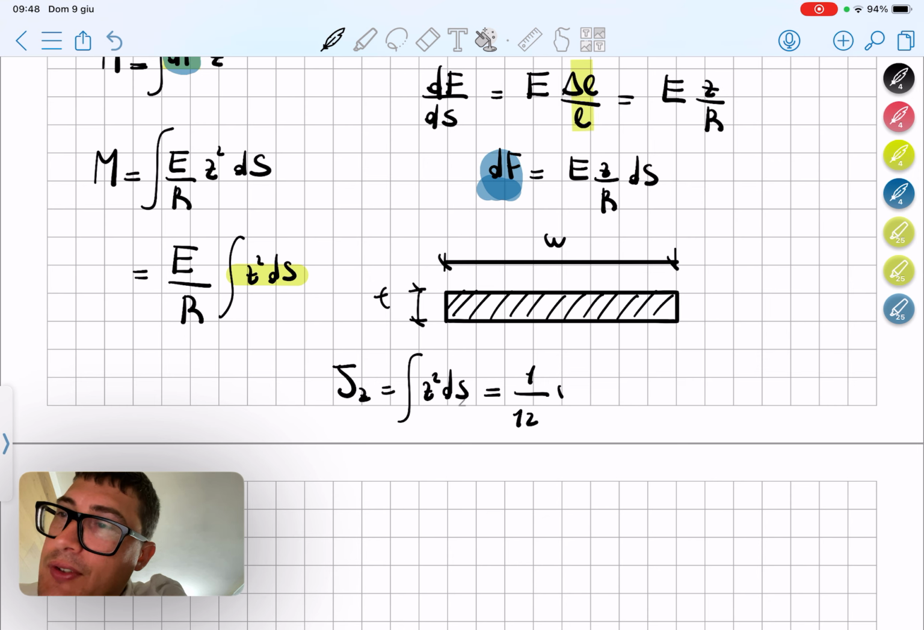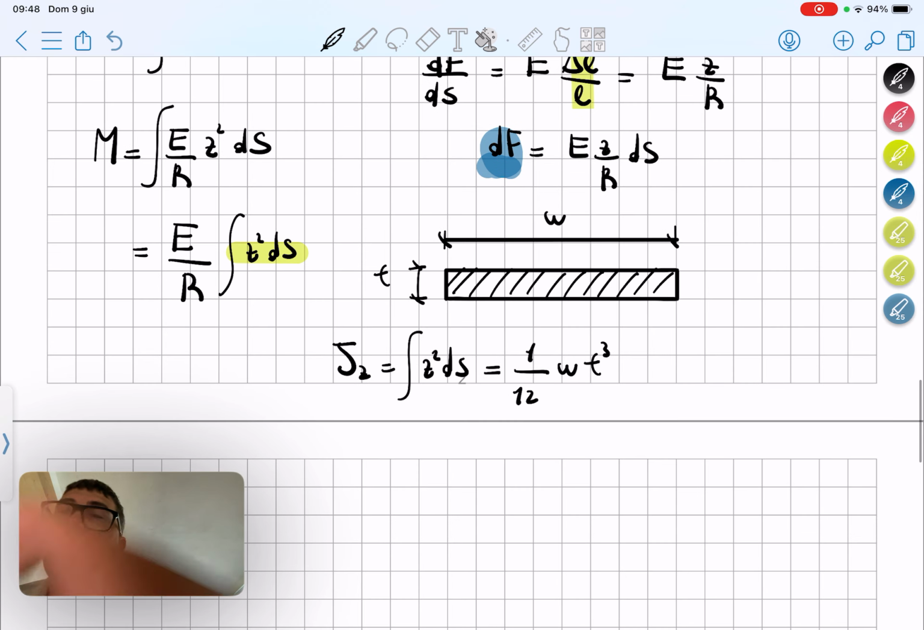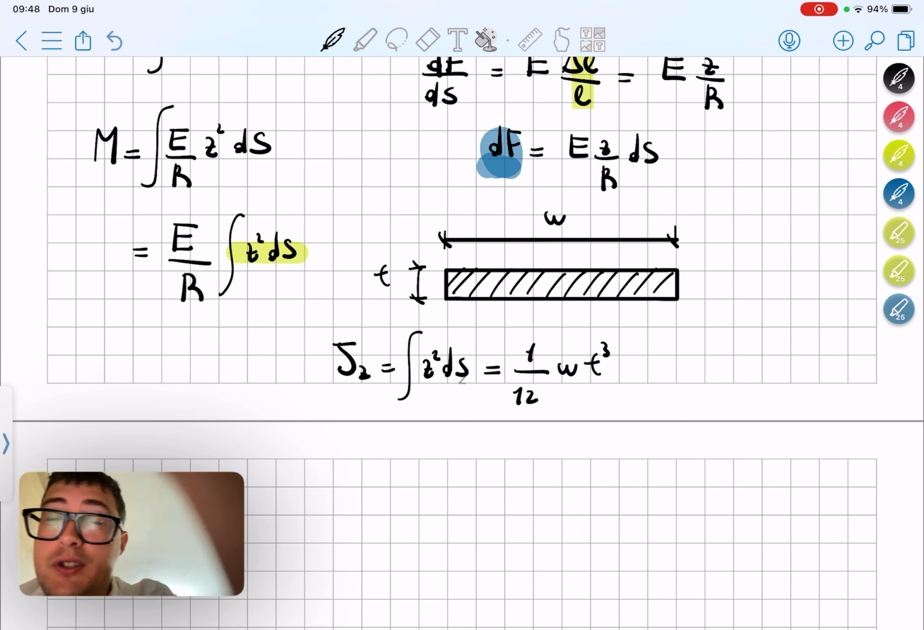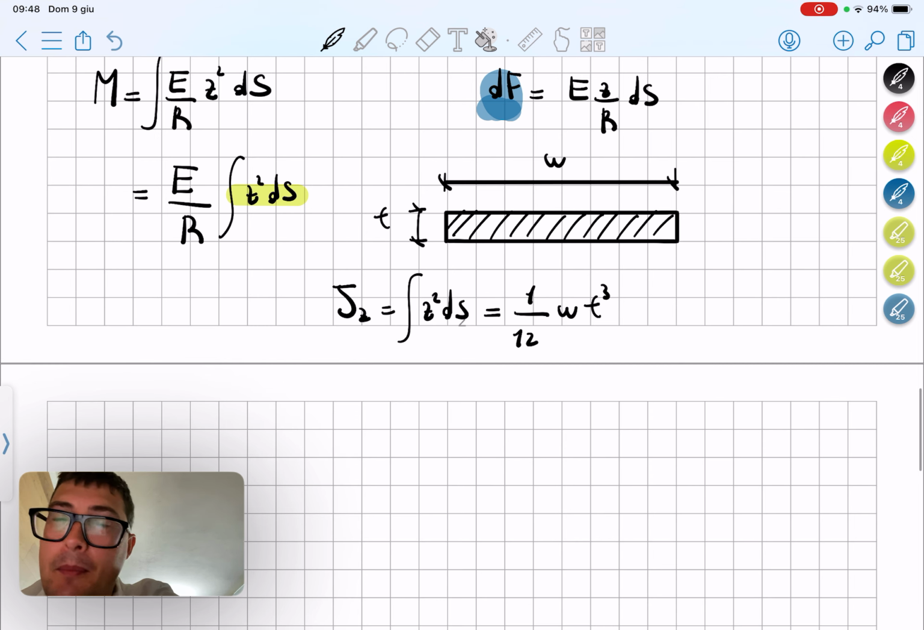The base, which is W, and the thickness to the cube. Okay, so this is the inertia moment for this cross-section. If we have a different cross-section, we will have a different inertia moment. If we have a square, it will be something proportional to pi divided by 32 diameter to the cube or something like that. Okay, so dimensionally it is a length to the fourth, so we need to keep in mind that.